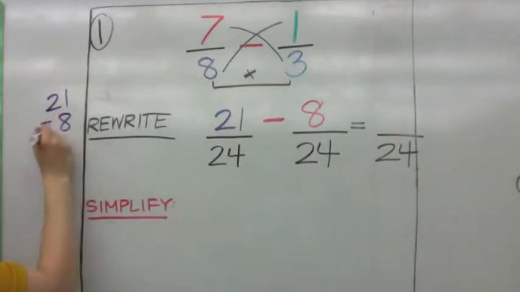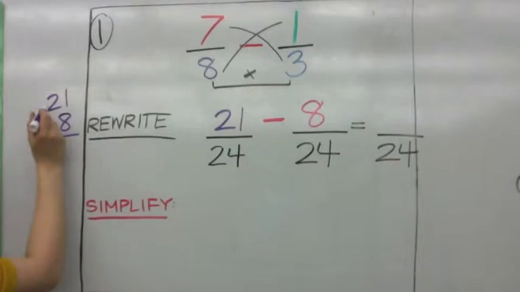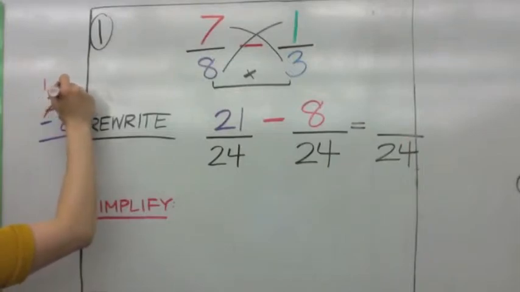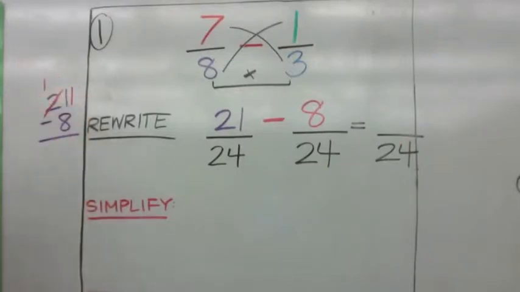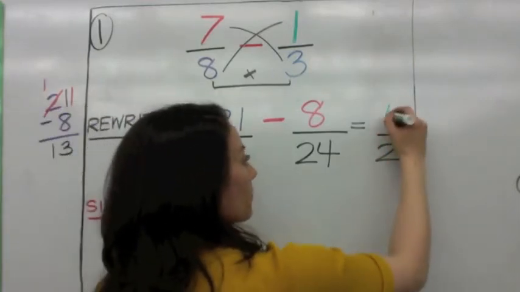21 minus 8. Can I take 8 from 1? No. So if there's more on the floor, go next door, grab 10, right? This becomes a 1. Now this is an 11. 11 minus 8 is 3. Bring down the 1. Okay, so 21 take away 8, or count backwards, say 21, 20, 19, 18, 17, 16, 15, 14, 13. So 21 minus 8 is 13.